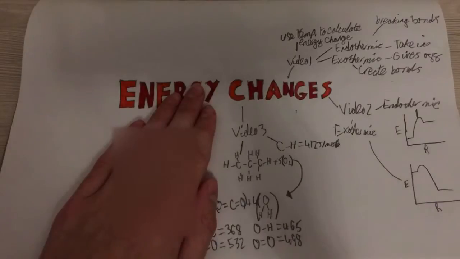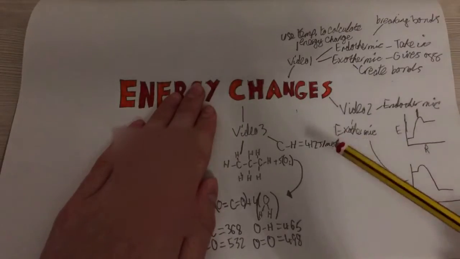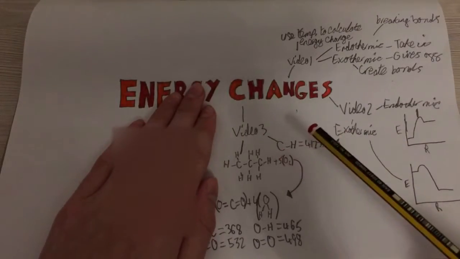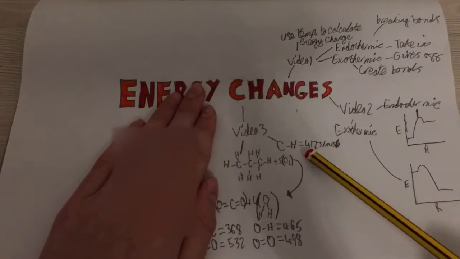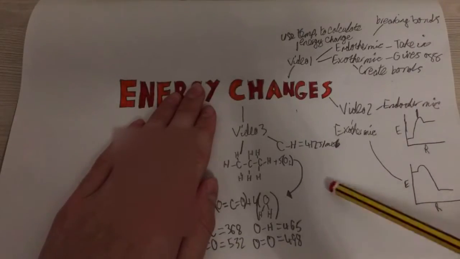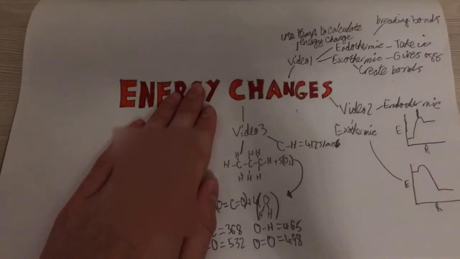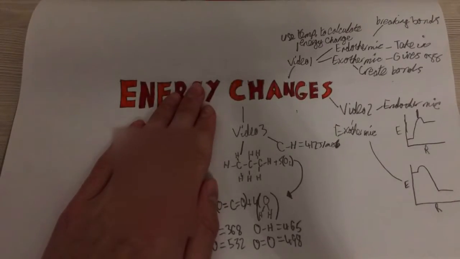Every single bond has a specific amount of energy that it needs to break the bond, or that it gives off when it's created. For example, here I have a carbon atom and a hydrogen atom. To break that bond, I would need 412 joules per mole. But to create that bond, it would give off 412 joules per mole. The reason for that is energy can't be created or destroyed, so any energy put into something will always be given out of it somehow.